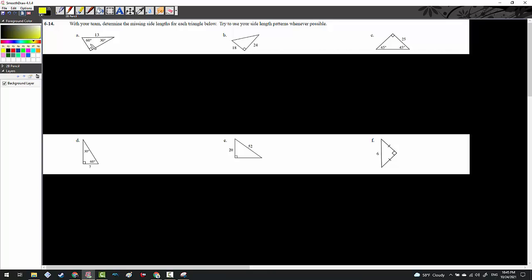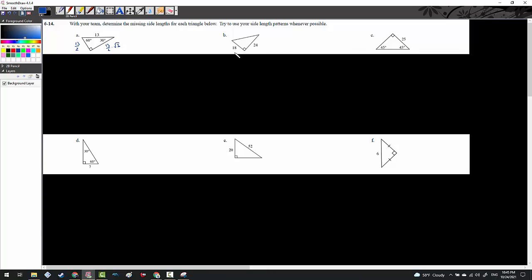So from here, if 13 is going to be opposite my 90-degree angle, it's my hypotenuse. Opposite the 30 is going to be 13 over 2, and then 13 over 2 times the square root of 3. Again, I have to just keep reinforcing, there's not a whole lot of math going on right here. I'm just recognizing the pattern of the 30, 60, 90 right triangle.